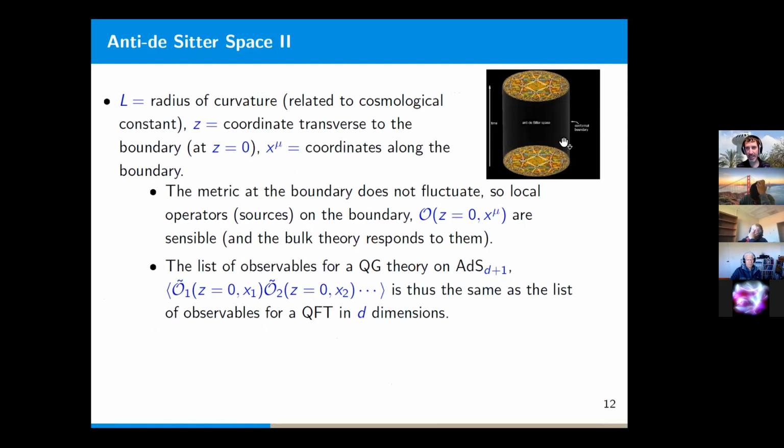Now, since the metric at the boundary of anti-de Sitter space does not fluctuate, it does make sense to insert local operators at the boundary of the space, because points on the boundary are well defined. So we can put in sources at the boundary and see how the bulk theory responds to them. In particular, the list of observables for a quantum gravity theory on d+1 dimensional anti-de Sitter space includes insertions of local operators at points on this d-dimensional boundary. And therefore, the list of observables looks very similar to the list of observables of a quantum field theory in d space-time dimensions. Namely, we can just insert local operators that sit at the boundary but are labeled by these d-dimensional positions and by putting in a source for some specific field.